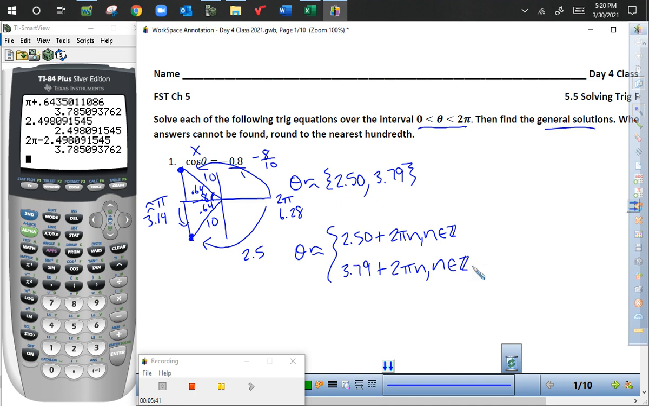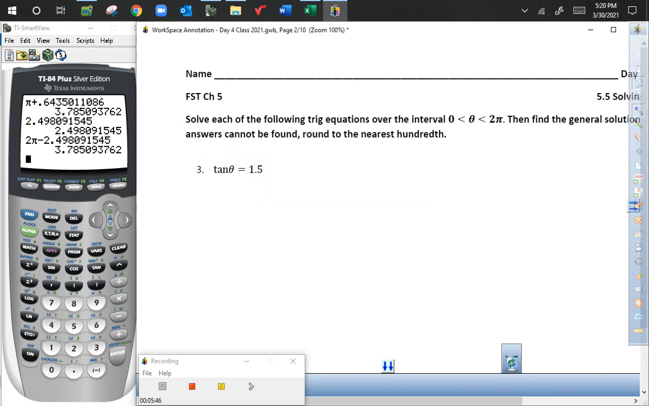And that's it for number 1. The next one is pretty similar. Again, we want to change this so we can put it on a triangle if possible. So 1.5 is 3 over 2. And we want to think about where tangent, the ratio, opposite over adjacent, can be positive.